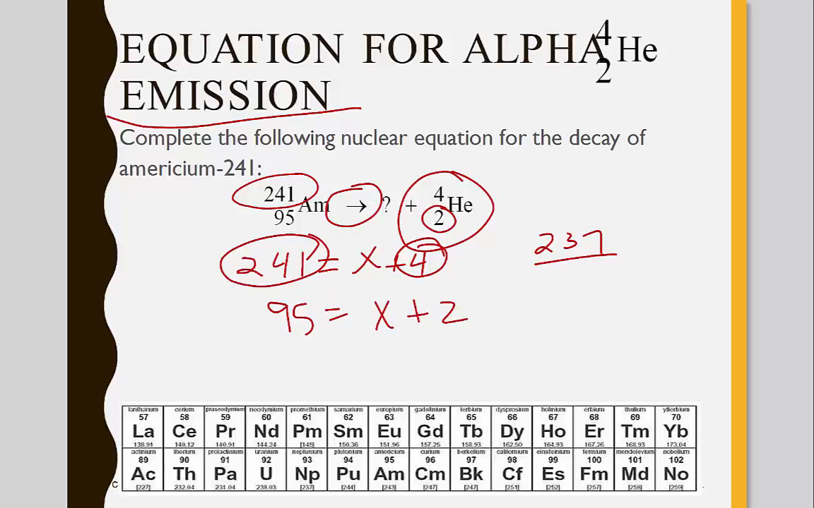So 95 minus 2 comes out to be 93. And that's going to be our bottom number. So it's going to be 237 over 93. Now to figure out what symbol to put there, we're going to look for the bottom number, so 93. That's neptunium, Np.